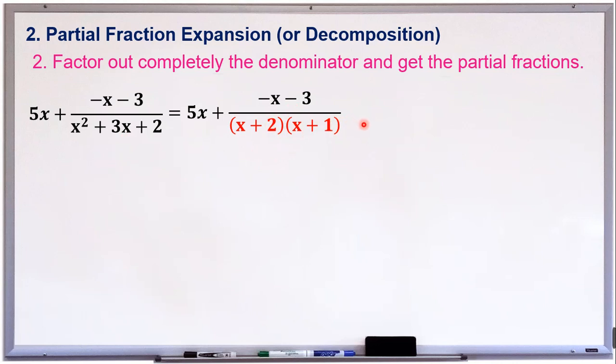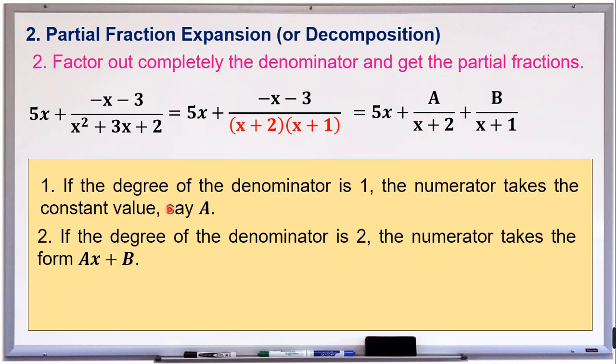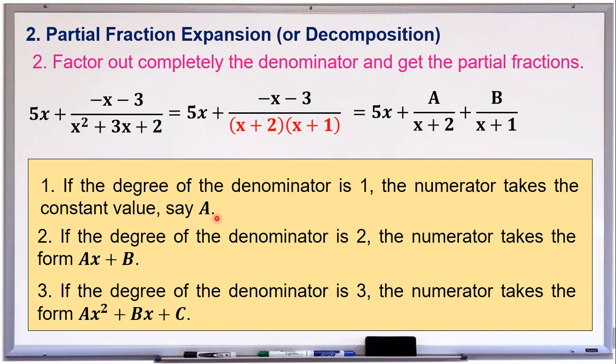So we have a over x plus 2 plus b over x plus 1. The reason why we still use the constant, because again, by following our rule that I have just shown you from the previous example, since the degree of the denominator is 1, the numerator takes the constant value, from the first rule. Next is to solve for the unknowns a and b. Again, still use the cover up method.